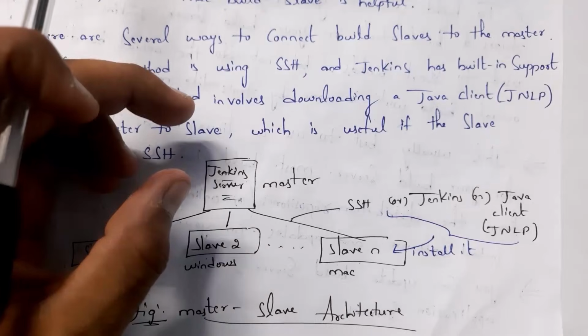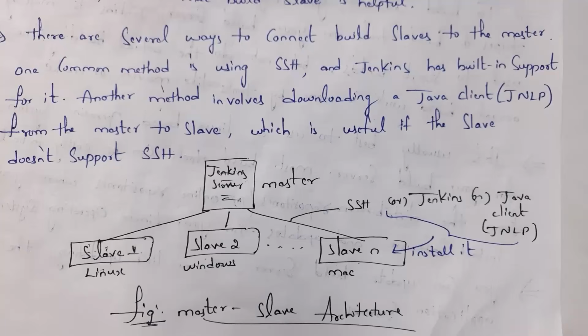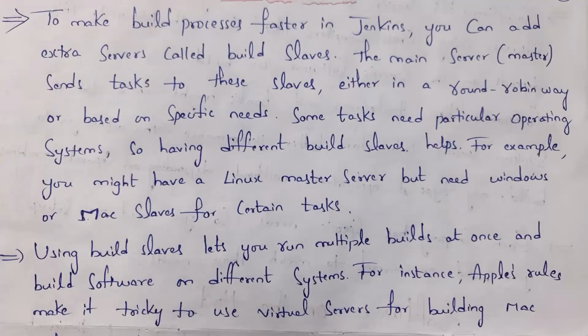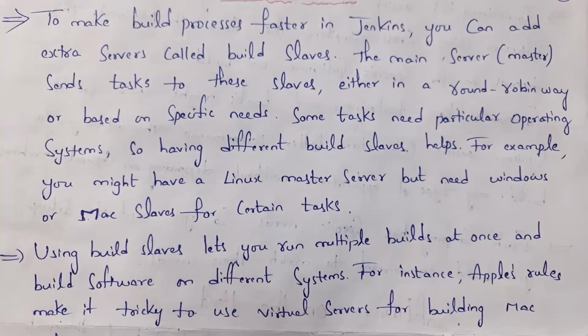For example, the Jenkins server wants to perform a task on a Windows computer. At that time, the Jenkins server will directly send the task to slave 2. So a task is shared either in round robin way or based on specific needs. Some tasks need only a particular operating system, so having different build slaves is very important. If you need to launch some task only on the Linux operating system, at that time we cannot use a Mac operating system or Windows operating system.